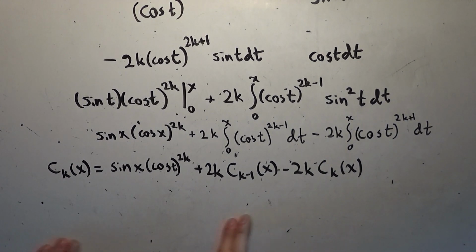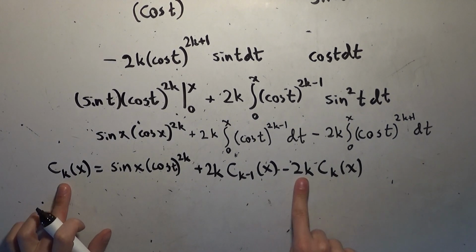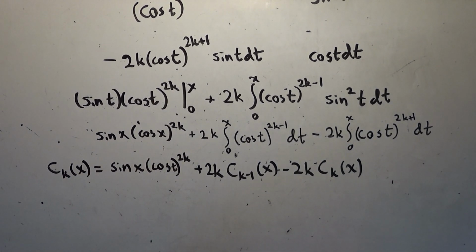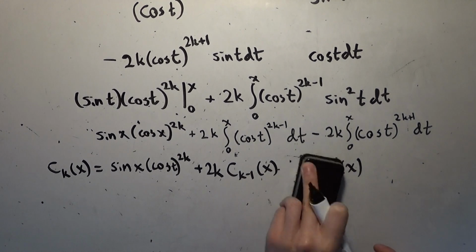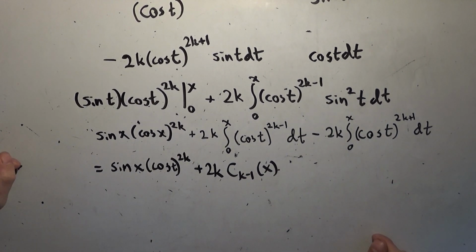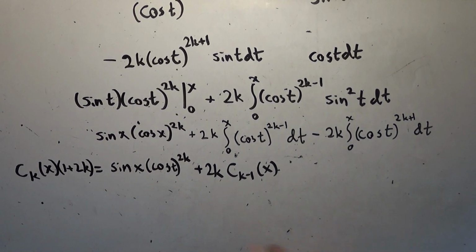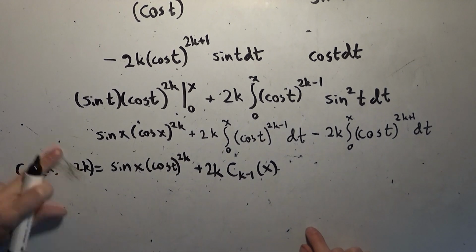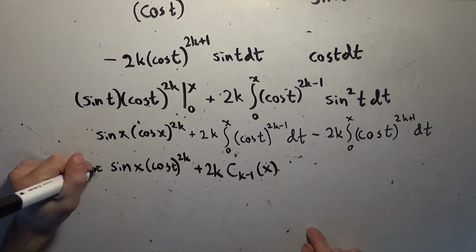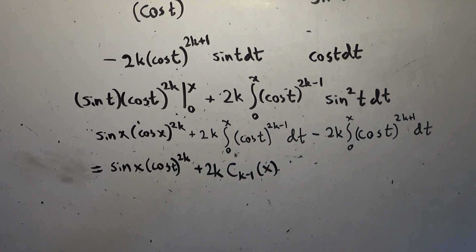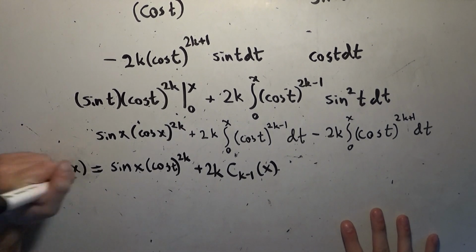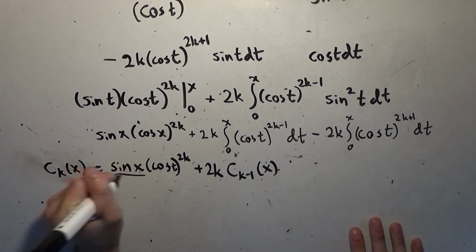So what we can do is add this c sub k term over, and then we'll have 1 plus 2k times c sub k. And then we will simply divide both sides by 2k plus 1 so as to solve for c sub k. So what I'm doing is I'm adding this term over to the other side, right? And we get c sub k of x times 1 plus 2k, right? And then we're just dividing that over to the other side, thus resulting in the reduction formula for the integral of powers of cosine, which is that c sub k of x is this whole formula right here.